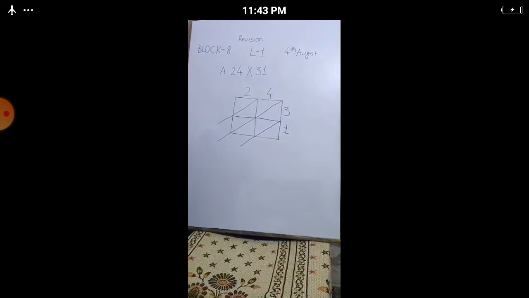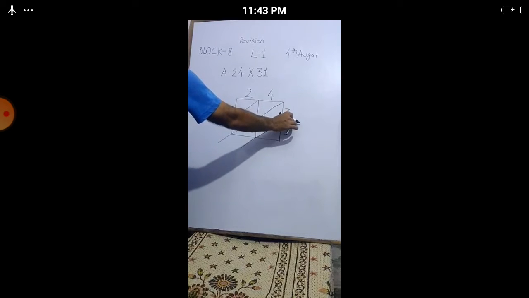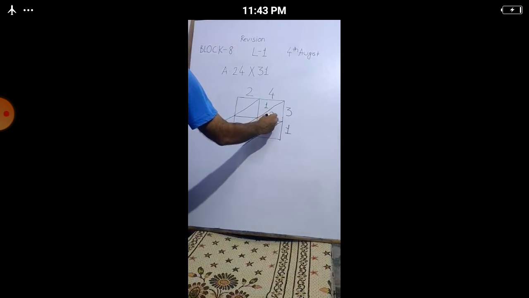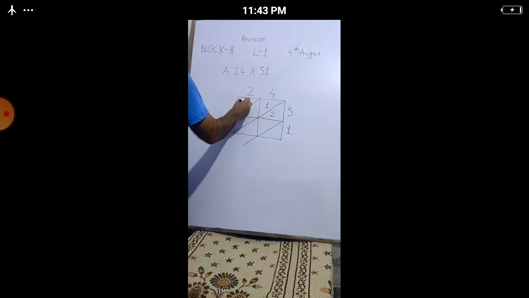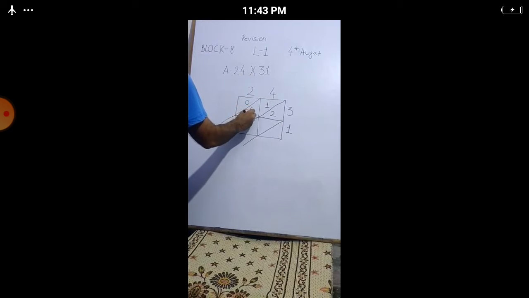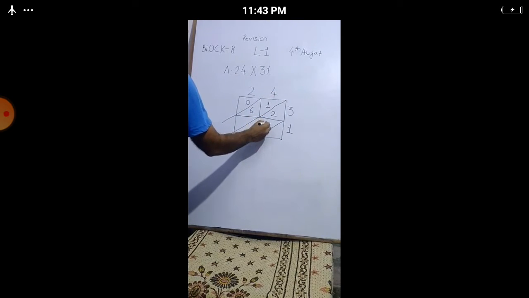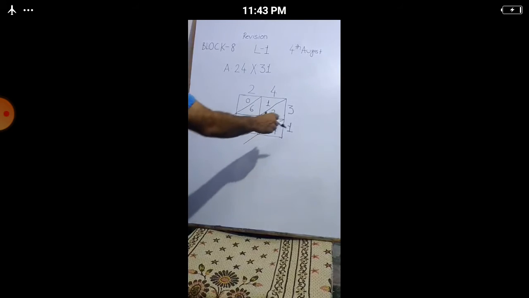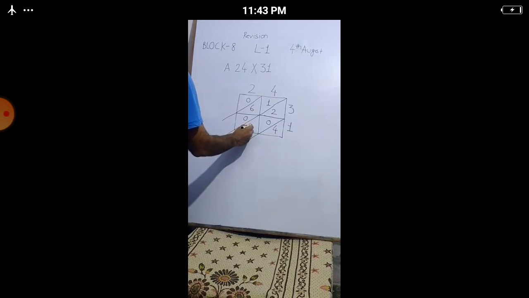Children, here you can see, first we multiply 24 by 3. So 3 4s are 12. So here you can see 1, 2, 12. And 3 2s are 6, so 0, 6. Now children, I am going to multiply 24 by 1. So 1 4 is 4, 0, 4. Now children, 1 2 is 2, so 0, 2.